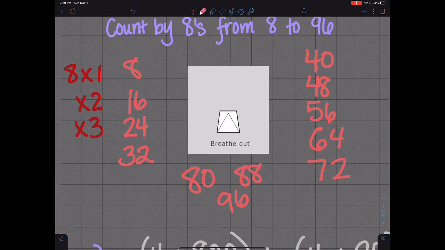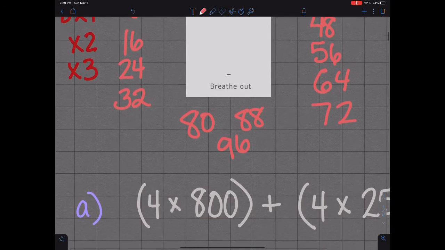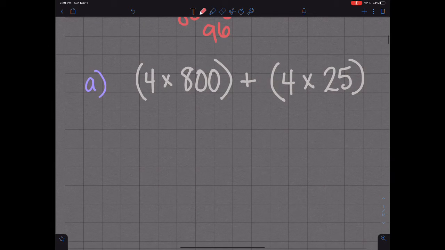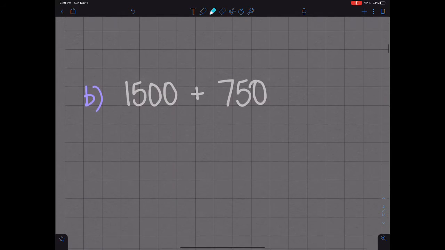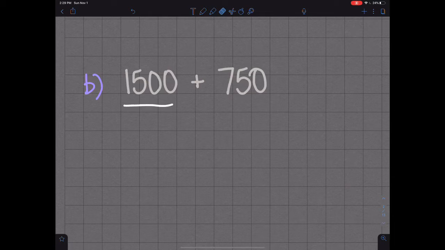Now we can breathe in and out. Okay, let's move on to the rest of mental math. This is for you to do in your head. We're going to start with A: 4 times 800 plus 4 times 25. Write your answer. How about B? 1500 plus 750. Write your answer.